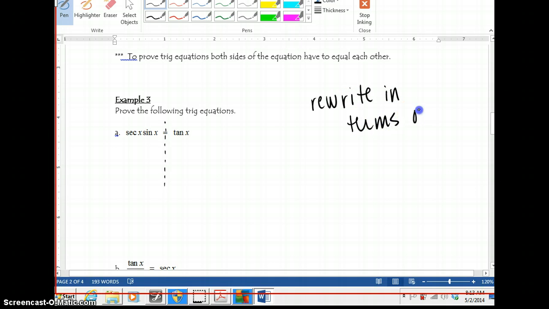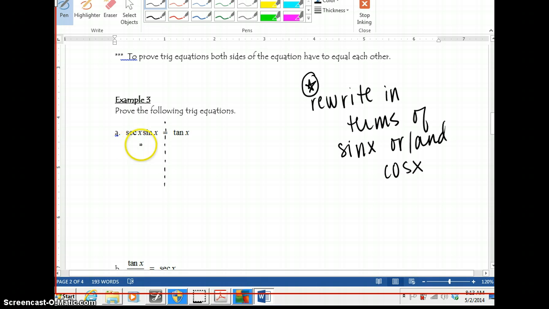So rewrite in terms of sine and/or cosine. The first thing you should look for is to rewrite any function you can in terms of sine and cosine.